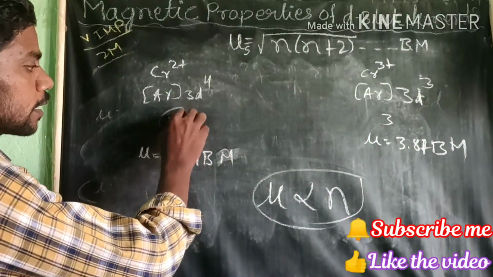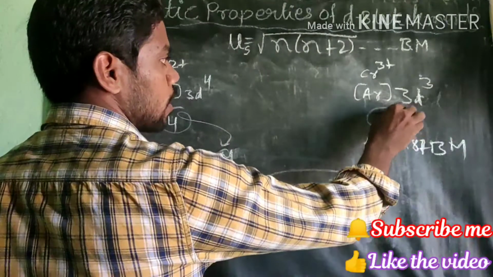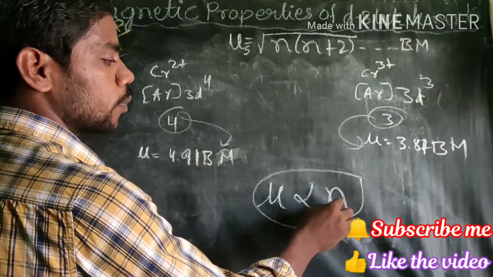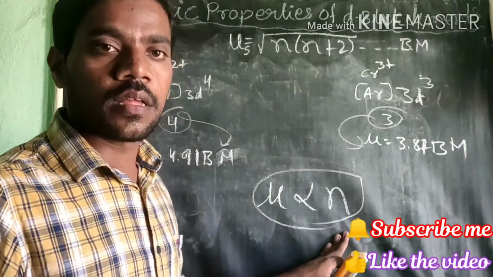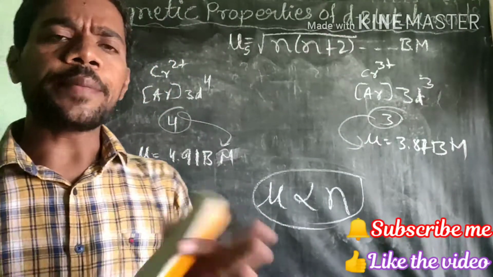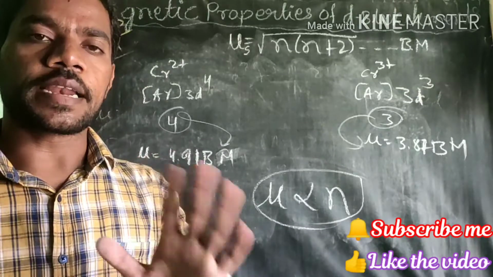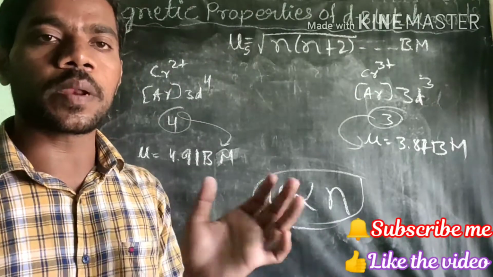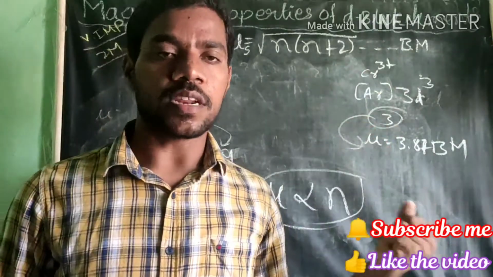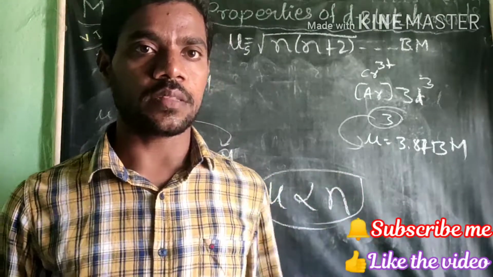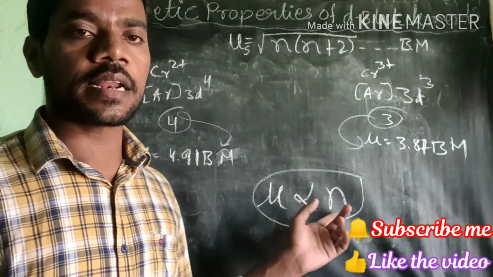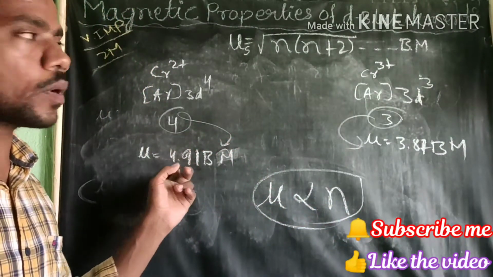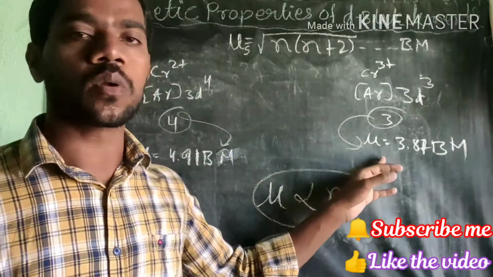If the number of unpaired electrons increases, the magnetic moment value also increases. Therefore, the magnetic moment is directly proportional to the number of unpaired electrons. Therefore, we conclude that the paramagnetic nature, or attracting power, of any solids or metals is directly proportional to its number of unpaired electrons. If the number of unpaired electrons is more, then its paramagnetic nature is more. They asked this for NEET, that's why I am explaining this point perfectly. Therefore, chromium 2+ is more magnetic in nature compared to chromium 3+.